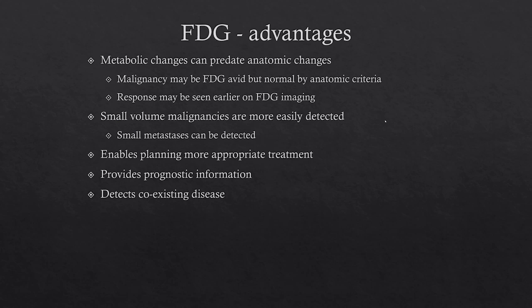So why do we do FDG PET-CT imaging? Metabolic changes can predate anatomic changes. So basically you can see malignancy on FDG imaging, but you won't be able to see it on the CT images. Small volume malignancies, which may not be considered abnormal by size criteria, would be considered abnormal on FDG criteria, so it would pick up more disease there.